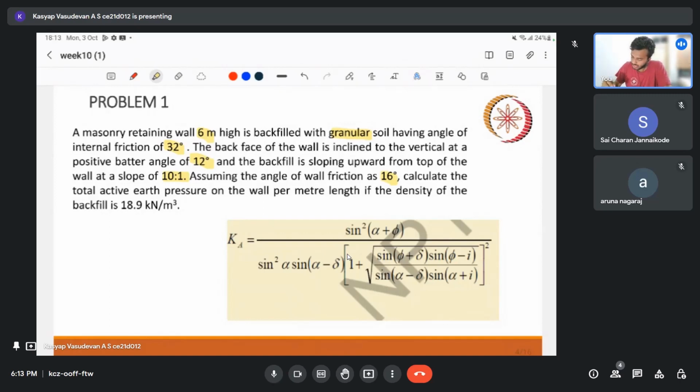So we are supposed to calculate the total active earth pressure on the wall per meter length if the density of the backfill is 18.9. So we have the details given. So we have this equation.